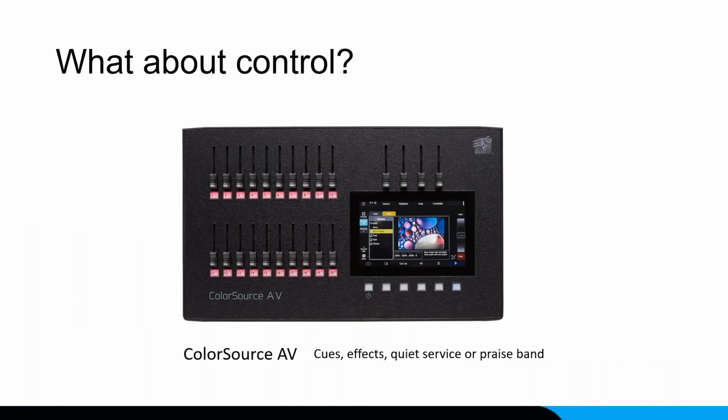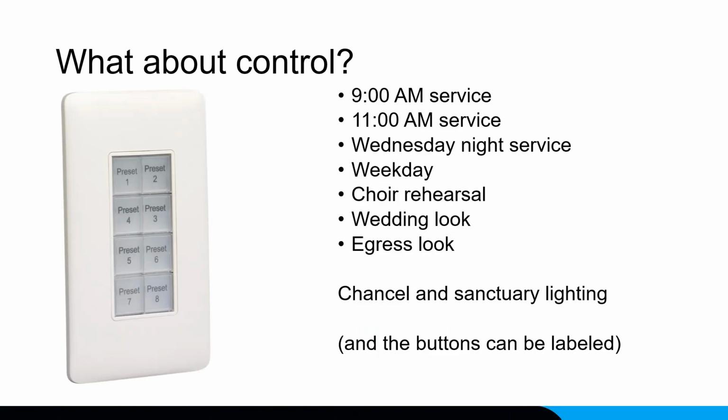This is the ColorSource AV. This little console, you can pick it up and carry it under your arm, but it will run lighting cues. It will run effects. It will control moving lights and LED lights as well as conventional lights. You can use this little guy in a quiet Wednesday evening service, or you can do exciting lighting for a praise band. This little guy will do all of that stuff.